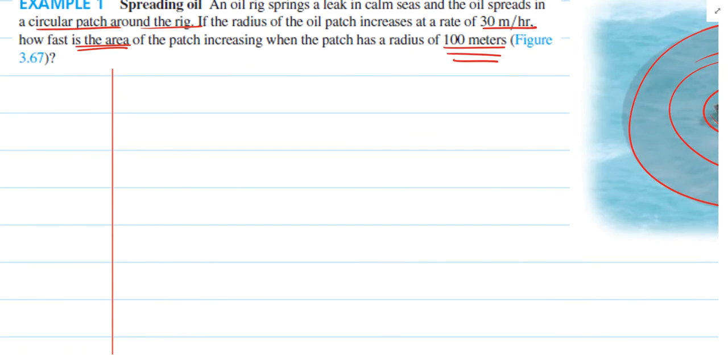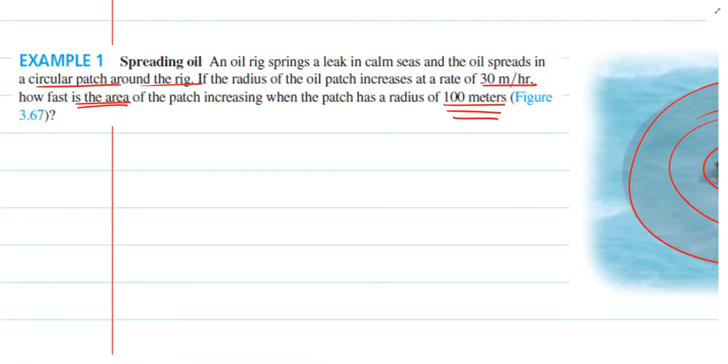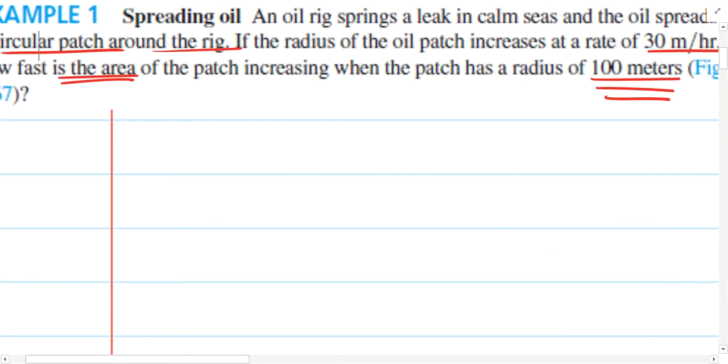And believe it or not, this problem is very simplified compared to real-world examples. There are no currents to affect the shape of the oil patch. The oil patch is increasing at a constant rate, a constant speed. So a lot of things are going in our favor, but this allows us at least to talk a little bit about the process in general.